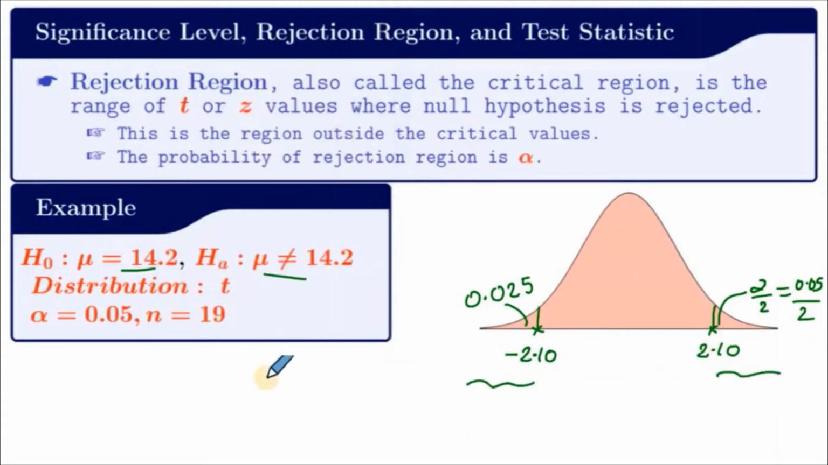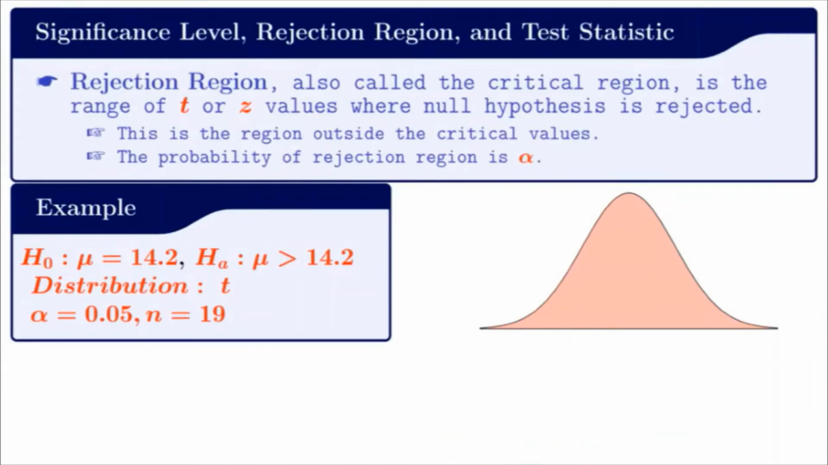So therefore for the rejection region we can also write t less than negative 2.10 and also t greater than 2.10. Now let's look at this example.